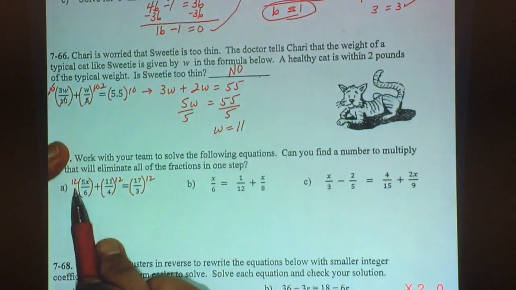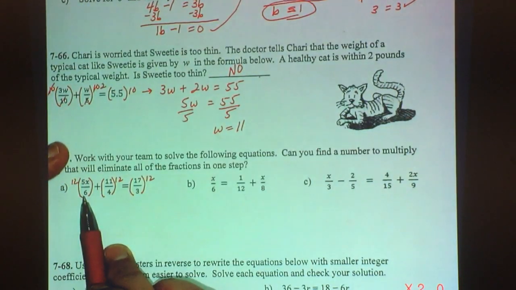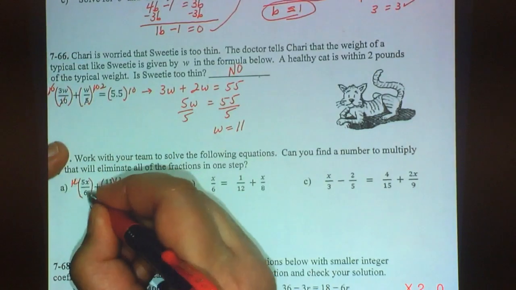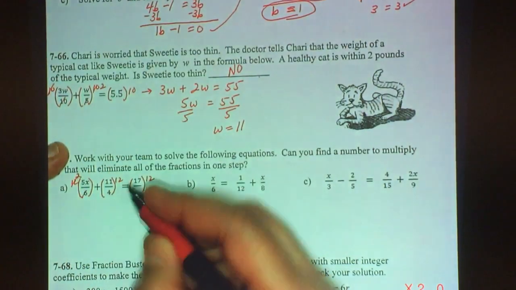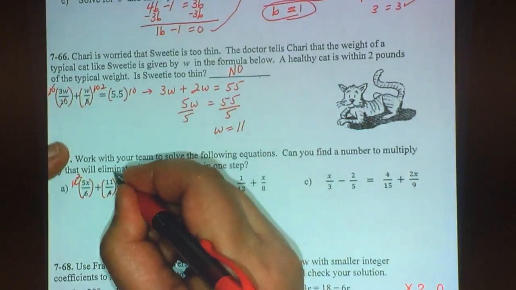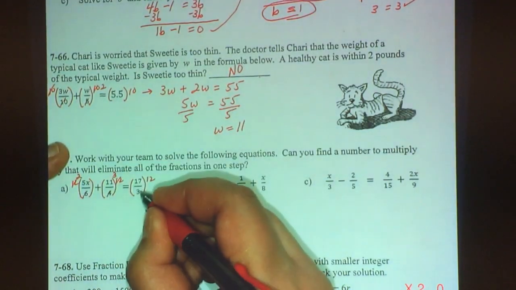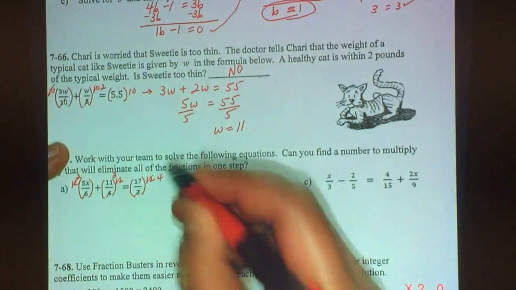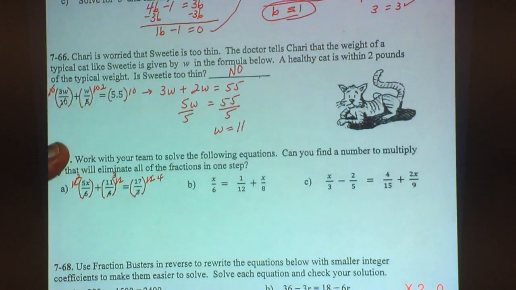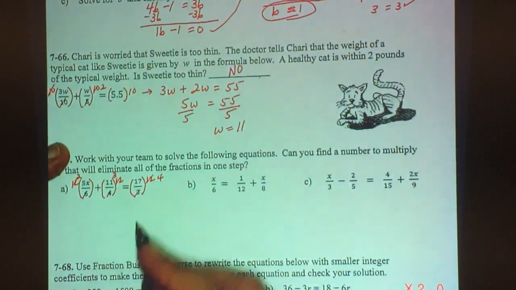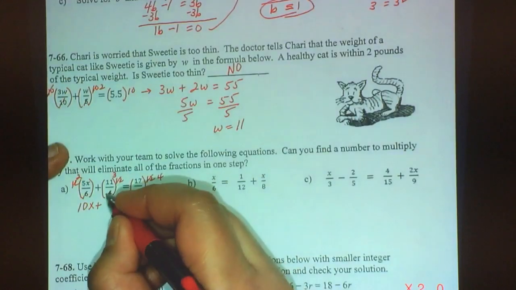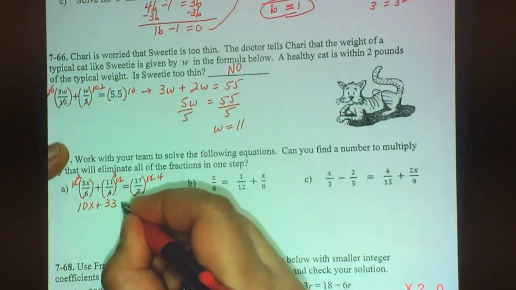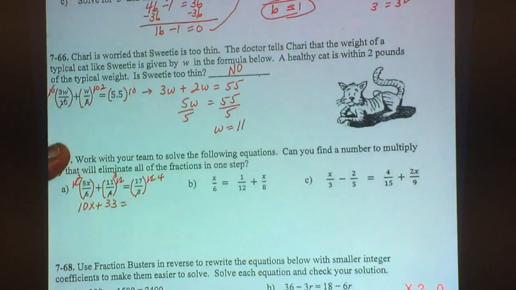Okay. 12 divided by 6 is 2. Cross this out, make that a 2. 12 divided by 4 is 3. Cross these out, put a 3 there. 12 divided by 3 is 4. Cross that out, make that a 4. Okay, so when we clean this up, what's 2 times 5x? 10x. What's 3 times 11? 33. What's 4 times 17? I don't know. Oh, it's 68.